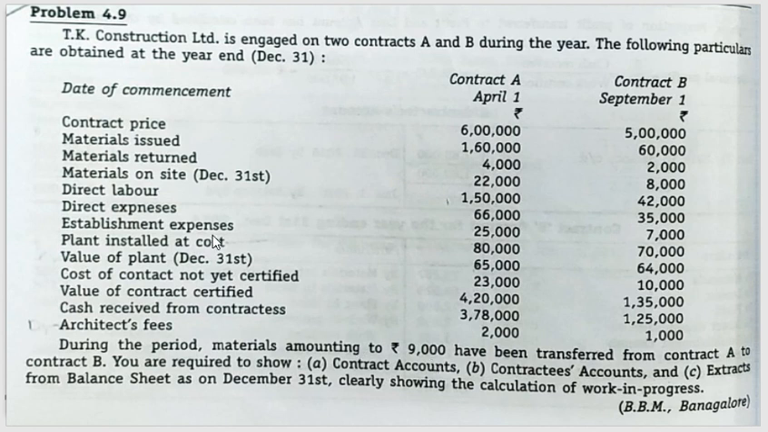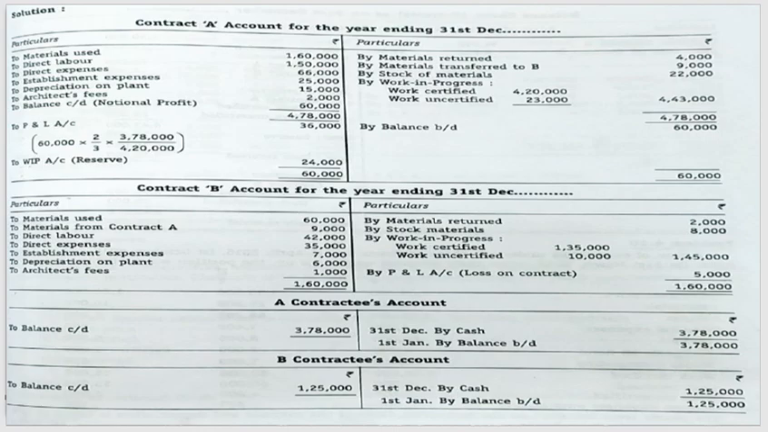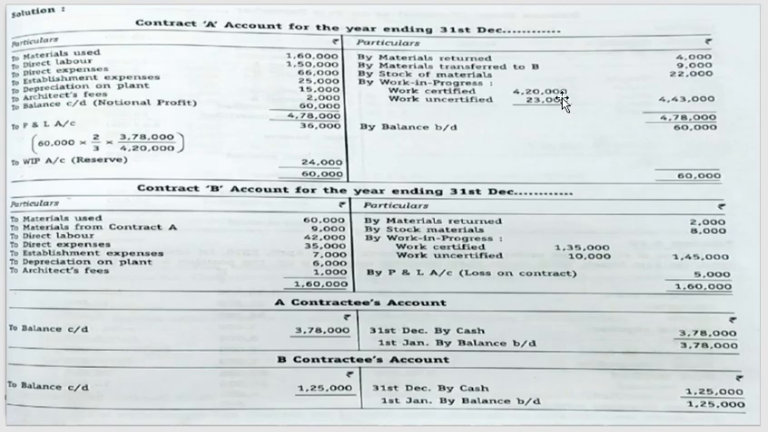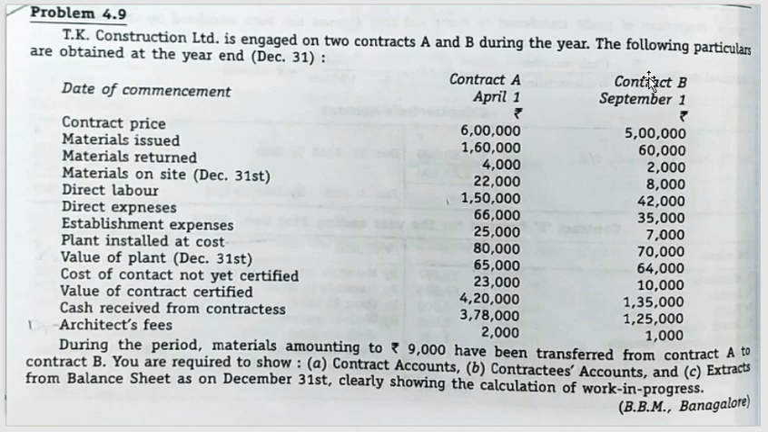So let us prepare our contract account one by one. Contract A account for the year ending 31st December. So by materials used, is there in the question. Materials issued and used in the contract 1,60,000. Materials returned is 4,000, which will appear in the credit side.